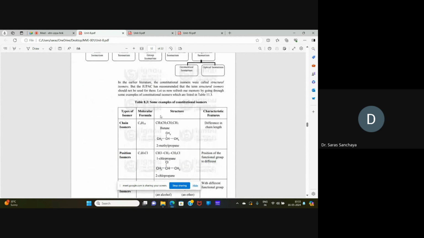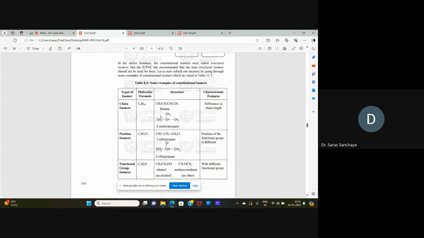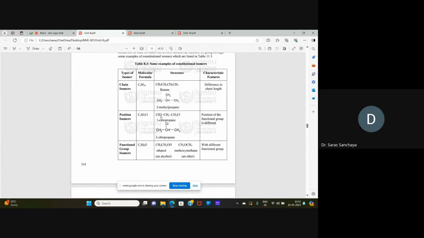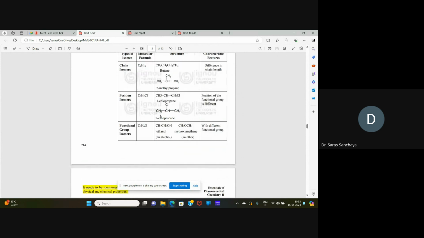Some examples of constitutional isomerism: chain isomers like butane and 2-methylpropane. The molecular formula is the same, C4H10, but butane has a single chain and 2-methylpropane has a branched chain, different in chain length. Then position isomers, with the same formula, but the chloride group is attached to a different carbon atom. Functional group isomers like ethanol and methoxymethane, in which the oxygen is present in between.